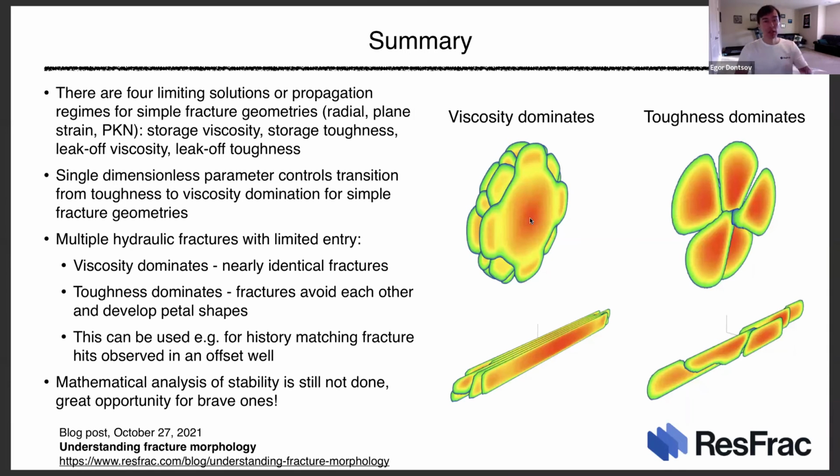And for multiple fractures, and again, it's very important with limited entry. Limited entry means that each fracture has an equal share of injection rate from the well. When we have viscosity domination, no matter what the geometry is, as soon as viscosity dominates, we have more or less uniform fractures, identical to each other. And when toughness dominates, now we start seeing complex morphology, right? And finally, the mathematical stability analysis for this problem is still not done. So if you're brave enough, it's a great opportunity for you to do it. I'll support it with both hands.